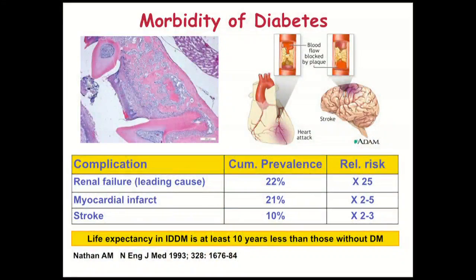Diabetes is a dangerous condition to have overall. Kidney failure is a problem, 25 times more risk than the general population. Heart attacks, 2 to 5 times more risk than the general population. Strokes, 2 to 3 times more risk. And life expectancy of patients with diabetes is at least 10 years shorter than the rest of the world without diabetes.